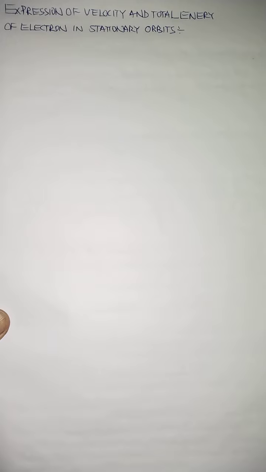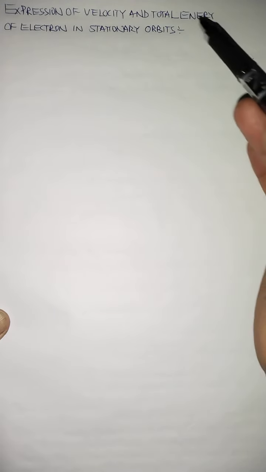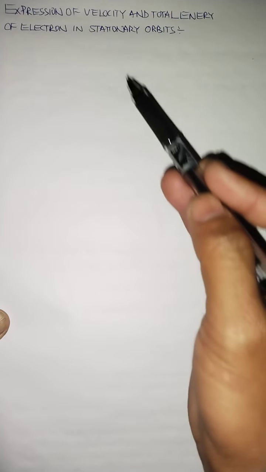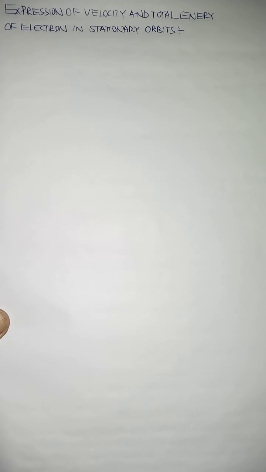And when the electron revolves with a certain velocity, it has certain kinetic energy, and it also acquires some position. And it also acquires what? Potential energy. But the kinetic energy and potential energy combined is called what energy? Total energy. So in this particular video, we derive an expression of velocity and the total energy of electron in what orbits? Stationary orbits.